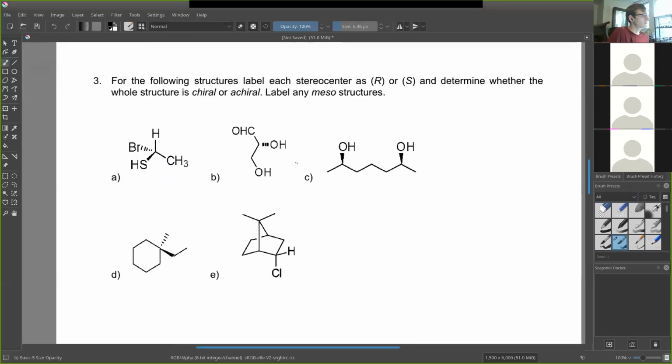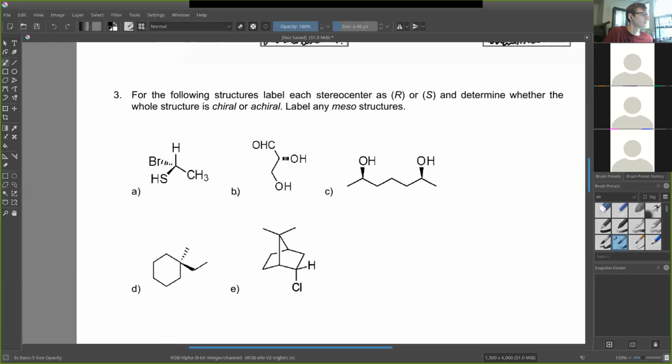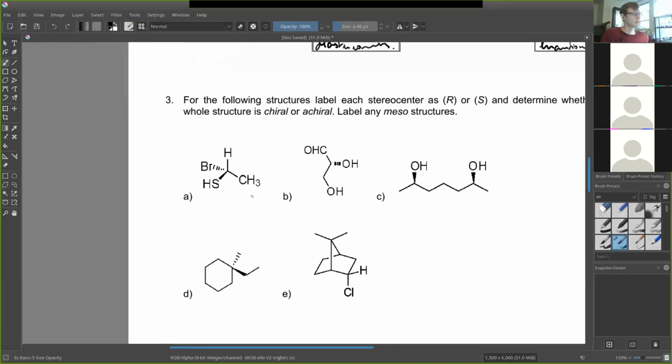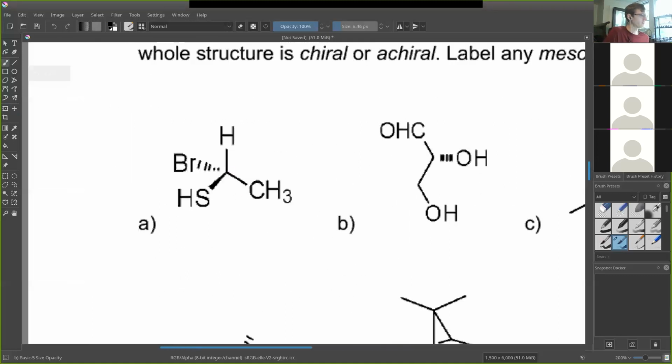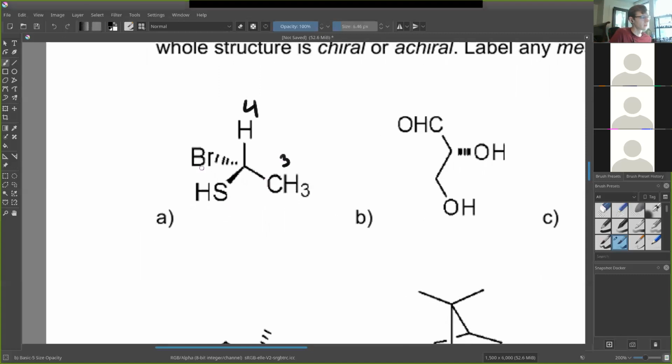Okay, label each stereocenter. All right, first things first, hydrogen is 4, right? We know that. Bromine and sulfur are both higher than carbon, so carbon is 3. Which of bromine and sulfur is higher? Bromine is huge, really large, and then sulfur is 2.